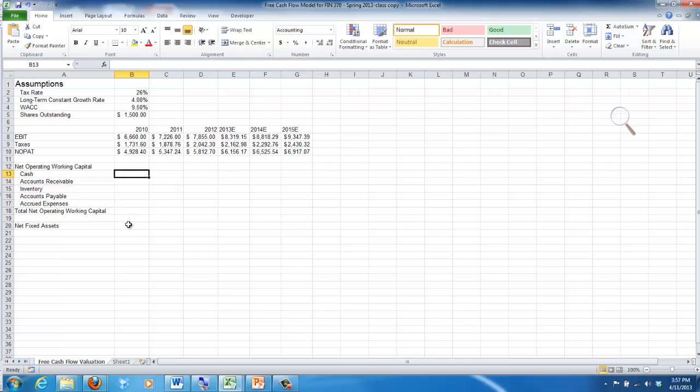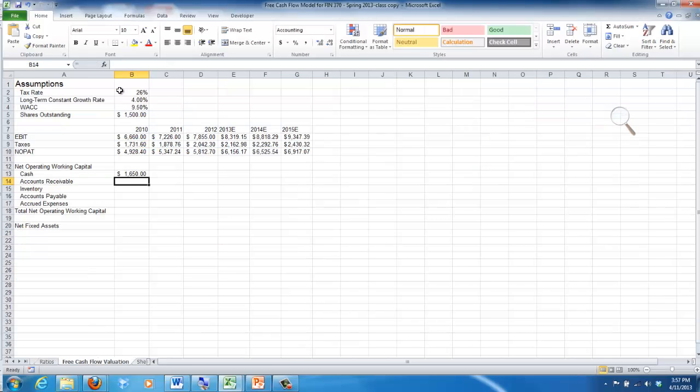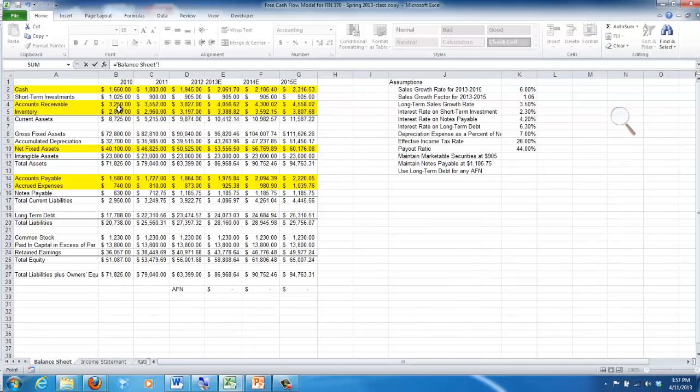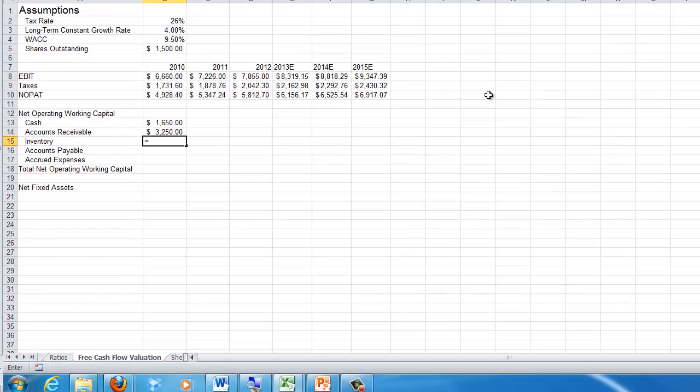So for 2010, I'm just going to go over here to the balance sheet, select the cash amount for 2010, do the same thing for accounts receivable, and do the same thing for inventory.